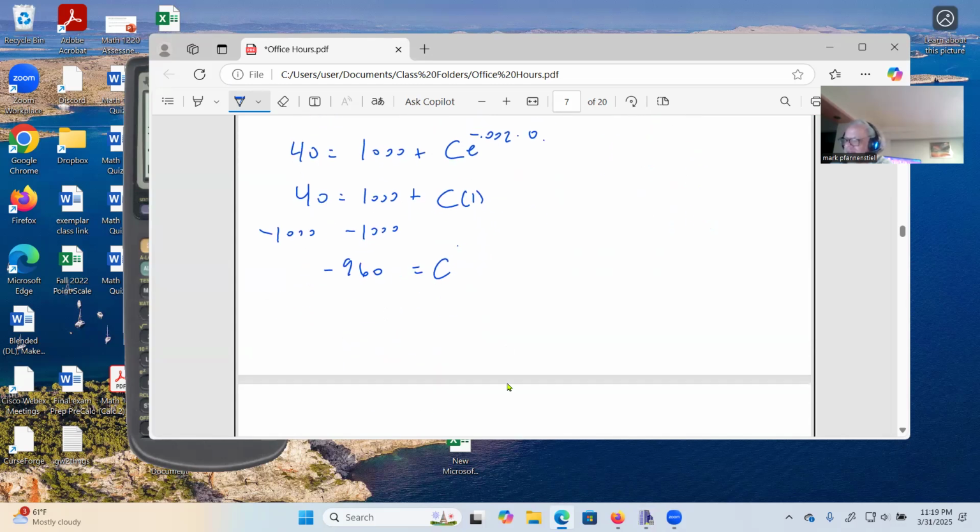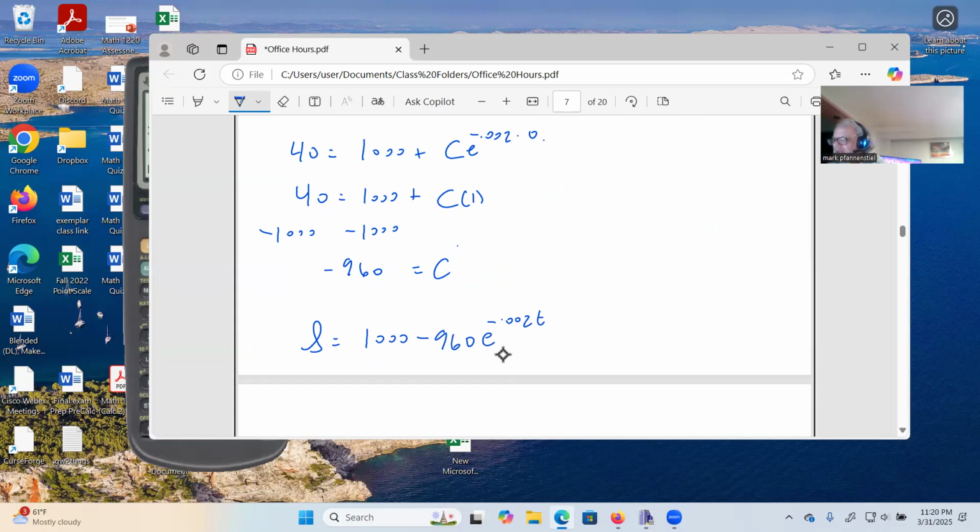So when I'm getting ready to solve the problem here, write down my function. We have s is equal to 1,000 minus 960 e to the negative 0.002t.